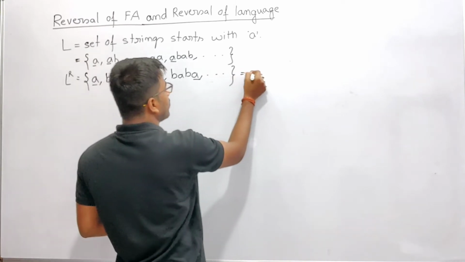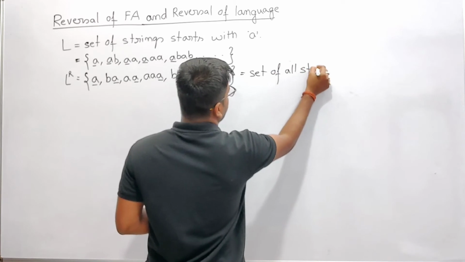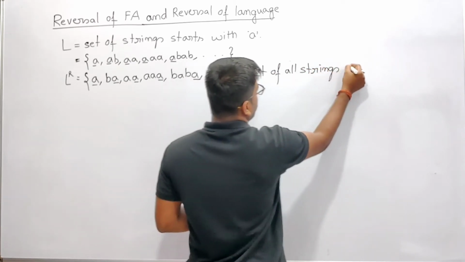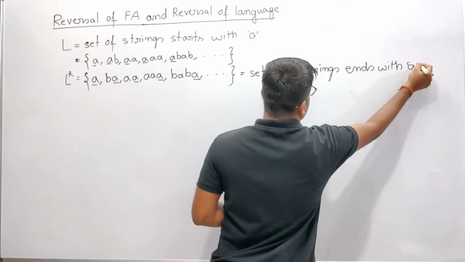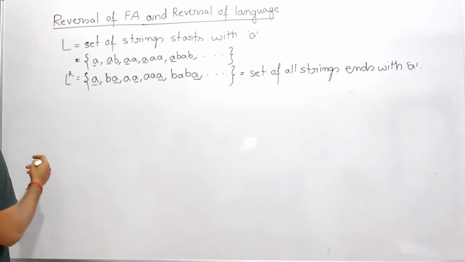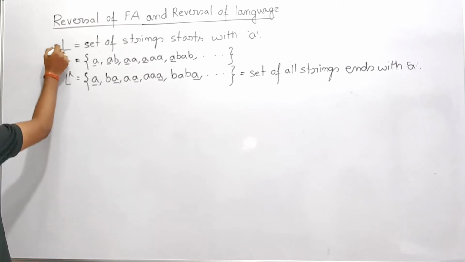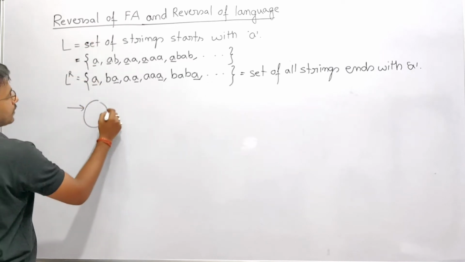So it is now the set of all strings that end with A. Okay, so it is now the set of all strings ending with A. Now we will construct an FA for this, which starts with A.